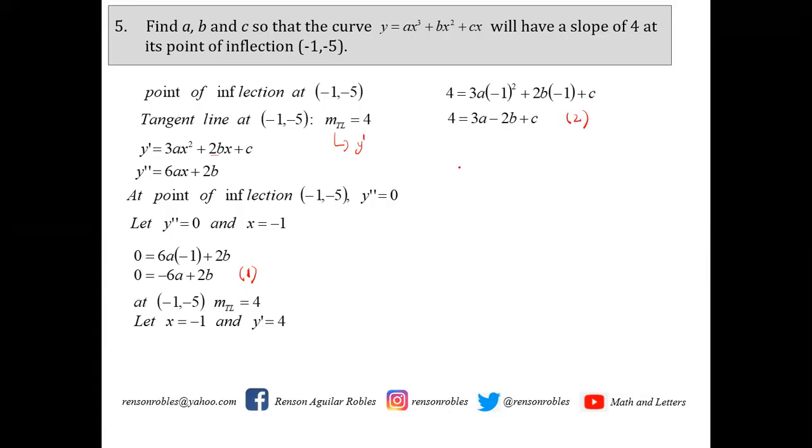Another piece of information we can generate from this problem is that (-1, -5) is a point on the curve. So we let x equals -1 and y equals -5, and replace it here. We have -5 equals a times (-1) cubed plus b times (-1) squared plus c times -1, and then you'll have -5 equals -a plus b minus c. We will mark this as equation 3.